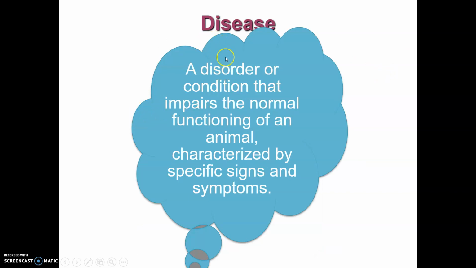It is said that a disease is a disorder or a condition which impairs the normal functioning of an organism, which can be identified or characterized by specific signs and symptoms. So each disease would have specific signs and symptoms, which is how it can be identified and then treated. Now, with our definition of health and disease, we can look at the different types of diseases that an organism may develop.